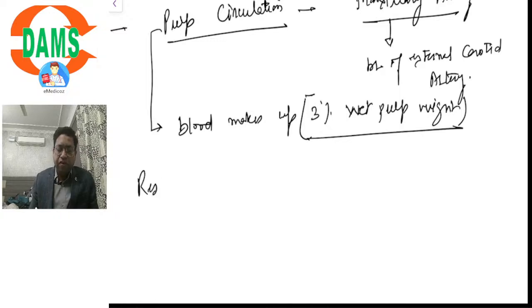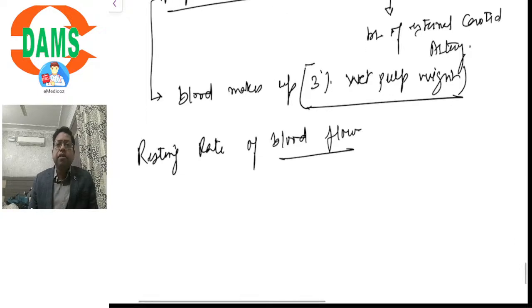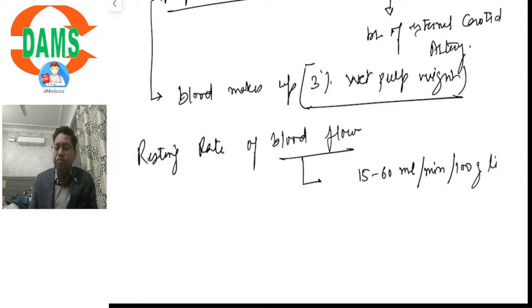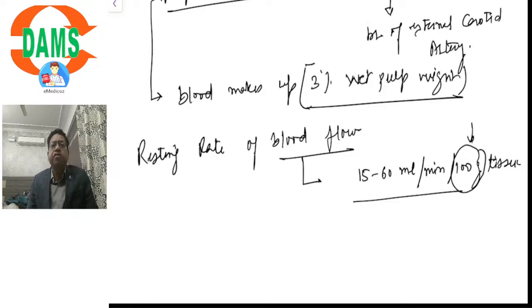Okay. If we talk about the resting rate of blood flow, then this resting rate of blood flow is in the range of 15 to 60 ml per minute per 100 gram tissue. Very high as compared to other body tissues. That's why the pulp is very richly vascular. Remember that the figure I have given is for 100 gram of the tissue. If it is asking about per gram of the tissue, you divide the figures by 100.